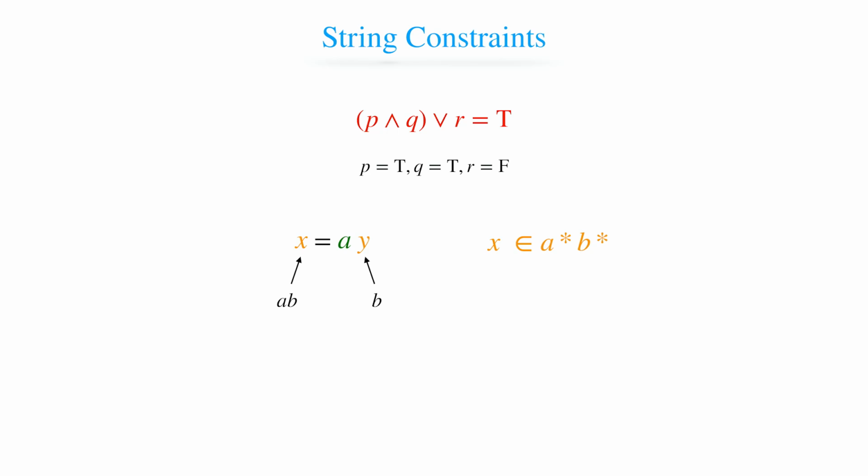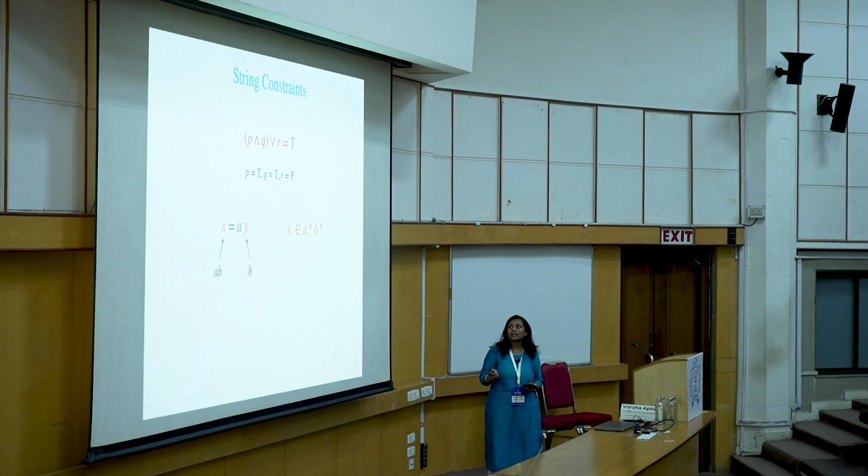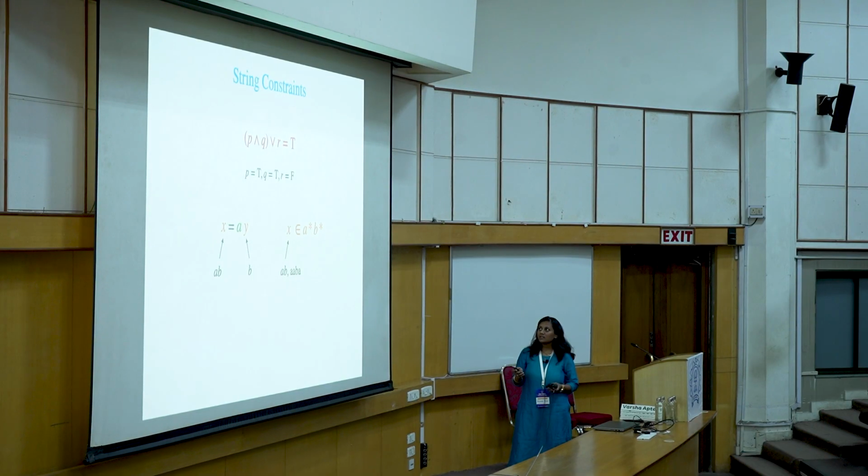Another kind of string constraint can be a membership constraint. That is, variable x belongs to some language or regular expression a star b star. So if we take x to be ab or aba or any word which starts with a and has b as a subword in the suffix, then it will satisfy the constraint.